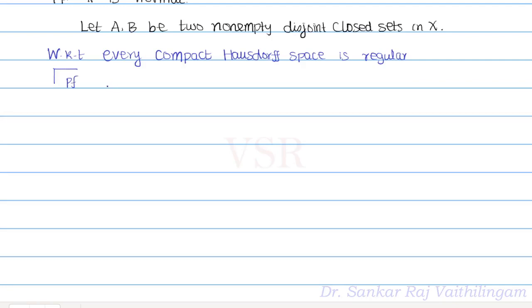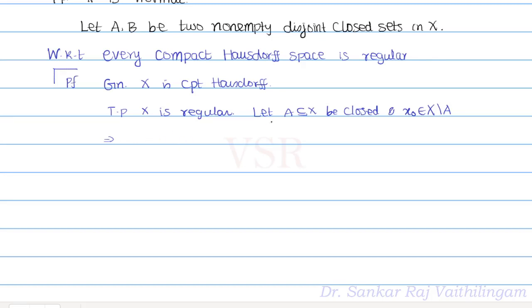Now, given, I am writing it very short, X is compact Hausdorff. Okay, now what am I going to prove? To prove that capital X is regular. So what should I take? Let A, a subset of X, be closed, and x0 belongs to capital X but does not belong to A. Okay, so this implies that A is closed, then capital A, a closed subset of a compact space, is compact.